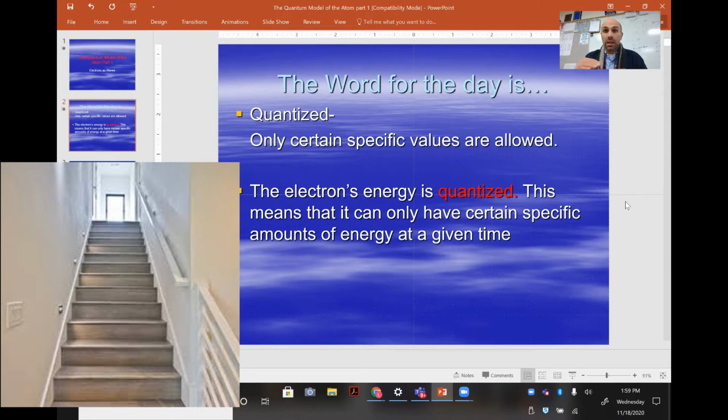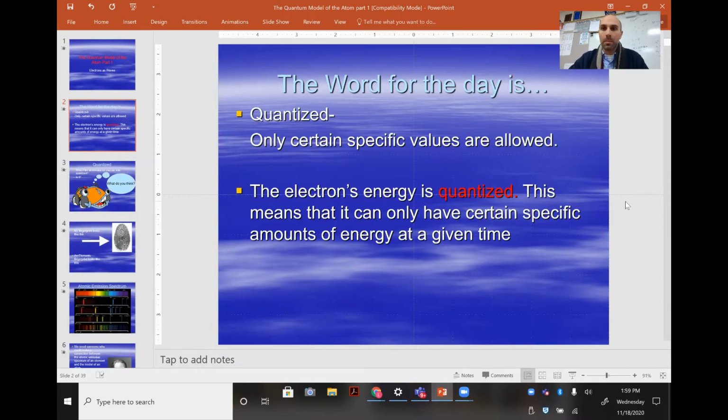I can't just hang in the middle of the stair, right? There's nothing to step on. So when I go up the stair, I have to walk up every single time. That is what quantized is, a certain small specific amount.